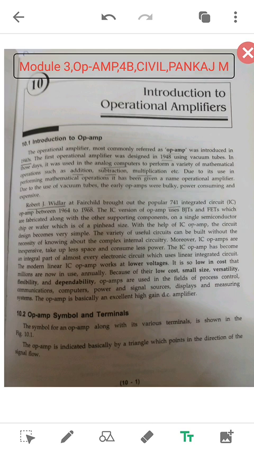What are the applications? Let us see the applications of the operational amplifiers. They are used in process control, communication, computers, power and signal sources, displays, and measuring systems. These are some of the applications of the operational amplifier. What we use in day-to-day life, a calculator. All are using calculators. So that calculator is also made up of an operational amplifier.